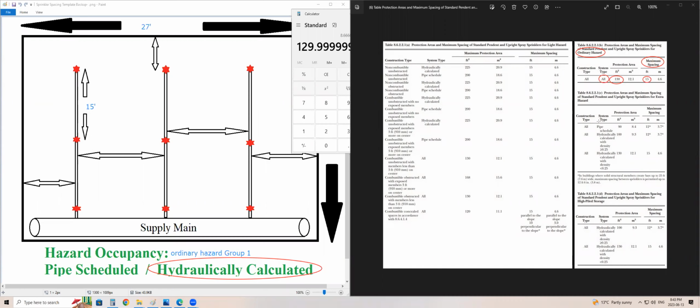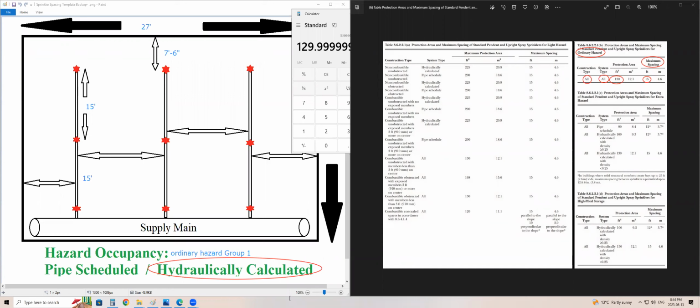My system type, whether it's hydraulically calculated or pipe scheduled, doesn't matter. Construction type does not matter. So ordinary hazard, this is a store, it's hydraulically calculated. I want to go with 13 feet, but I do want to utilize this 15. So if I'm going to go 15 feet along the branch lines, then I'm allowed to be 7'6" off of this wall over here, 7 foot 6 inches. And that means between sprinkler heads this way, up and down, we're going to go another 15 feet.